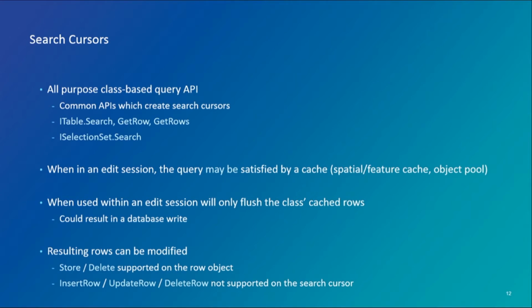So what does that really mean? Well, that means anytime you open a cursor, you might need to check the exception, because we're going to write rows to the database. And if the database fails, that's a point of failure for you, and you should check for exceptions at that point. Right? On the cursors, we can call store or delete on the rows that come back from them, but we cannot use insert row or update row or delete row on search cursors.